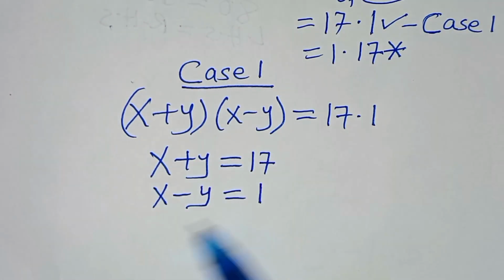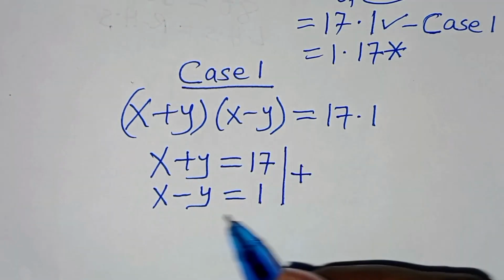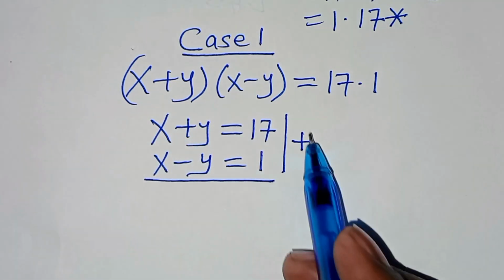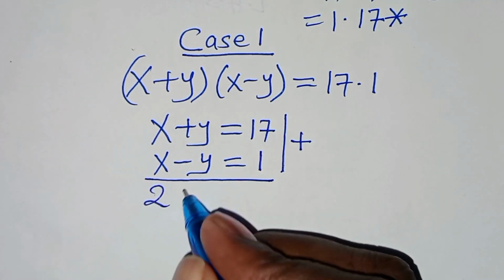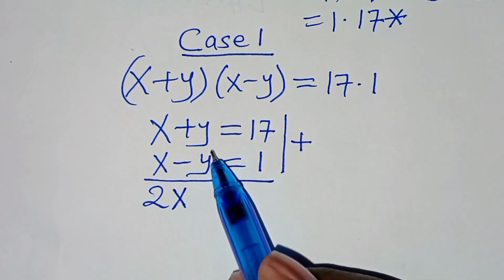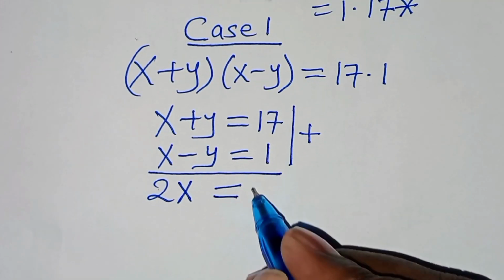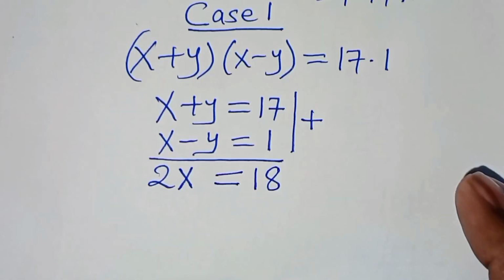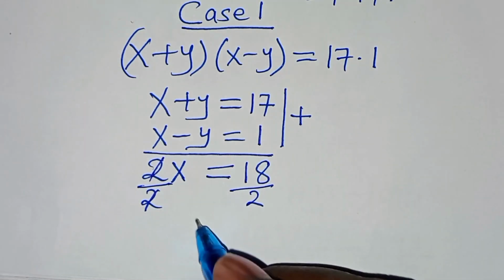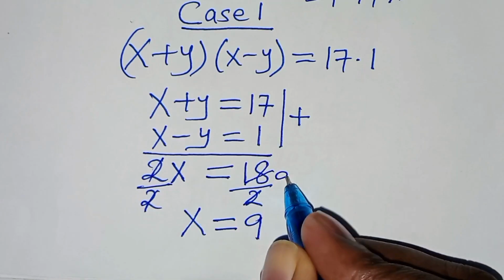Now, these are two systems of linear equations, and the next step is to add them. So we have x plus x, this is 2x, and then y plus minus y simplifies to zero. This will be equal to 17 plus 1, which is 18. Let's divide by 2, so that the value of x is equal to 9.